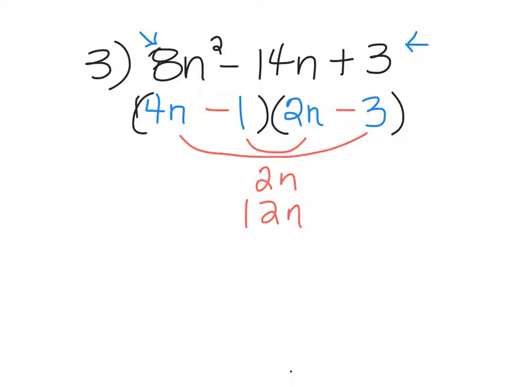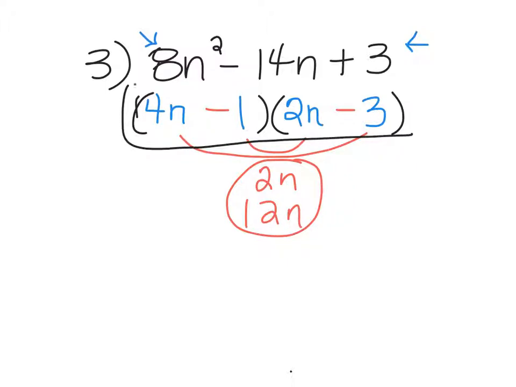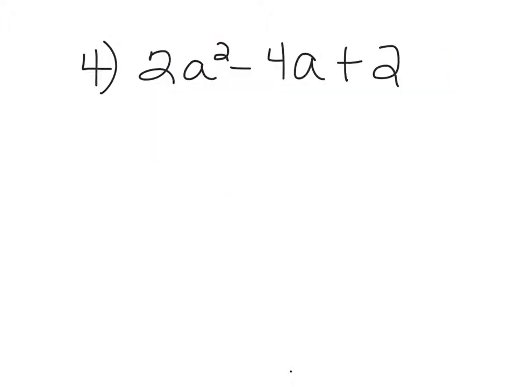And then I'm just going to double check. 4n times 2n is 8n squared, and negative 1 times negative 3 is positive 3. And I already know that those middle terms are going to work out. So my answer is 4n minus 1 times 2n minus 3. Number 4, 2a squared minus 4a plus 2.